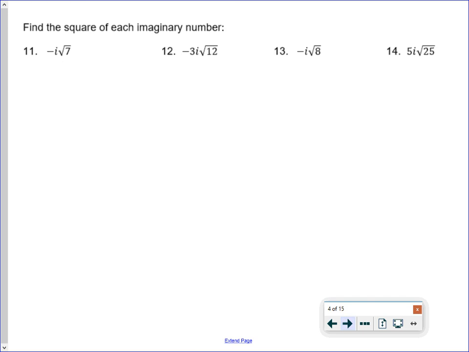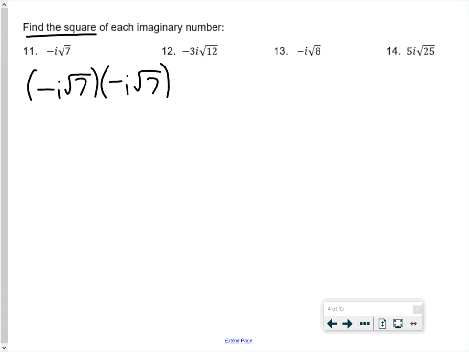Let's keep going. We're asked to find the square of each imaginary number, and when we say find the square, we're asking you to square the imaginary number. When we say square, that means raise it to the second power or multiply it by itself. So negative i root 7 squared gives us negative i root 7 multiplied with negative i root 7.